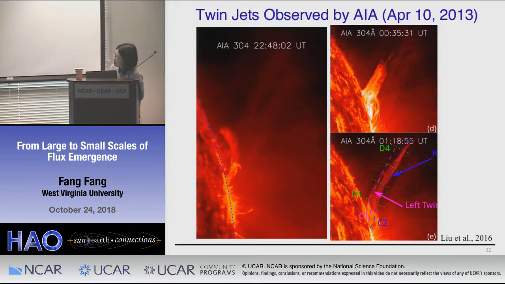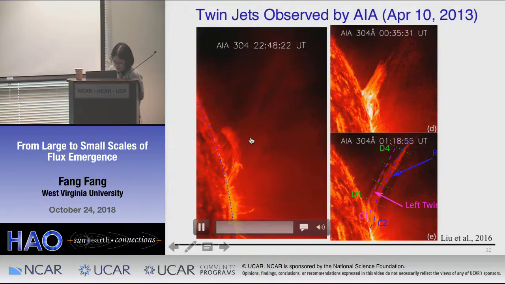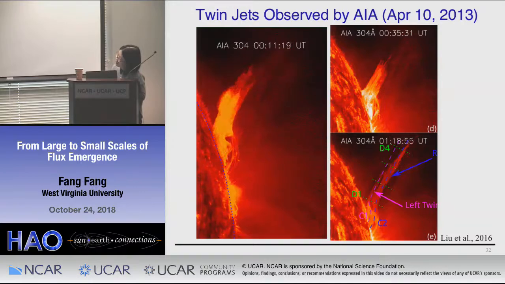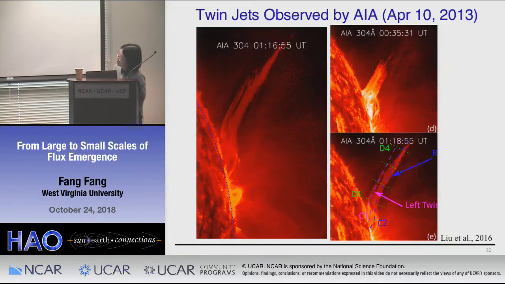And later we did a study with the twin jet observed by AIA. So the movie here is an AIA movie showing you the eruption of a twin jet. This is pretty early in time. So there has been a jet erupted from this same region, and it falls down. And after that, two jets rise simultaneously, one on the left and one on the right, from the same region.